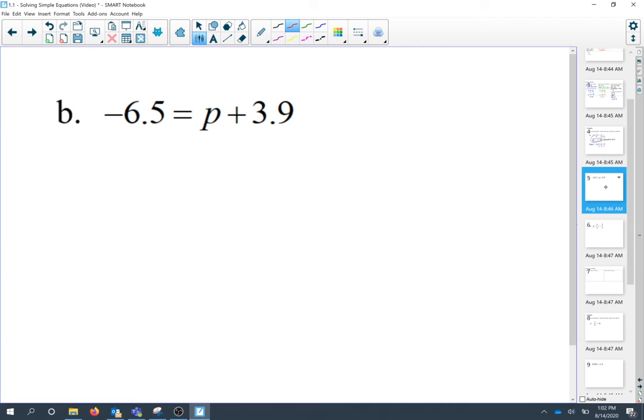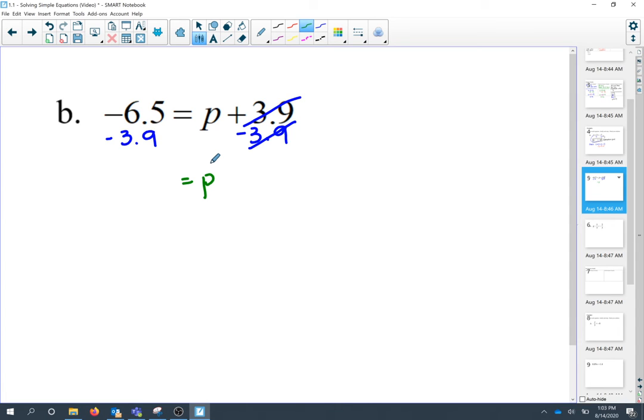Letter B. -6.5 equals P plus 3.9. Now, once again, we're trying to get the P by itself, so I have to get the 3.9 to the other side of the equation. This is plus 3.9, so I'm going to do minus 3.9 and minus 3.9. One goes on the left of the equal sign, one goes on the right of the equal sign. Now, these are going to cancel and go to 0, so then I'm going to drop down my P.